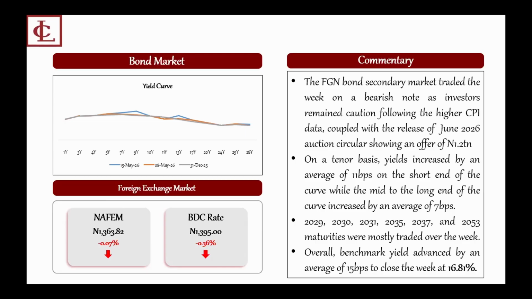The anticipated increase in bond supply prompted investors to adopt a wait-and-see approach, resulting in widespread selling pressures across the curve. Consequently, yields trended upwards across most maturities as market participants repriced fixed income instruments to reflect changing market dynamics. On a tenor basis, yields at the short end of the curve increased by an average of 11 basis points, while the mid-term to the long end recorded an average of 7 basis points. The relatively steeper rise at the short end suggests heightened sensitivity to inflation expectations and monetary policy considerations.